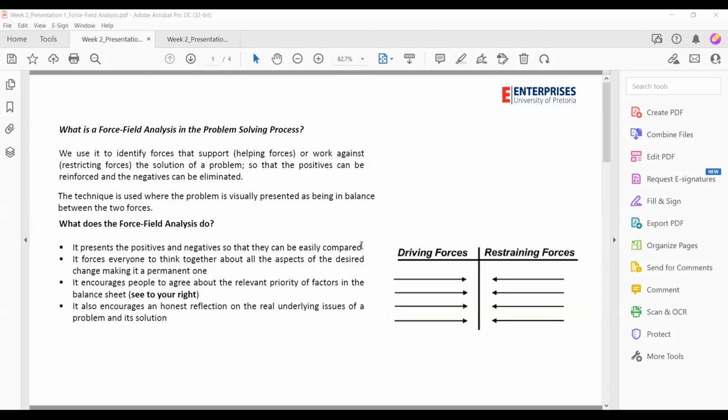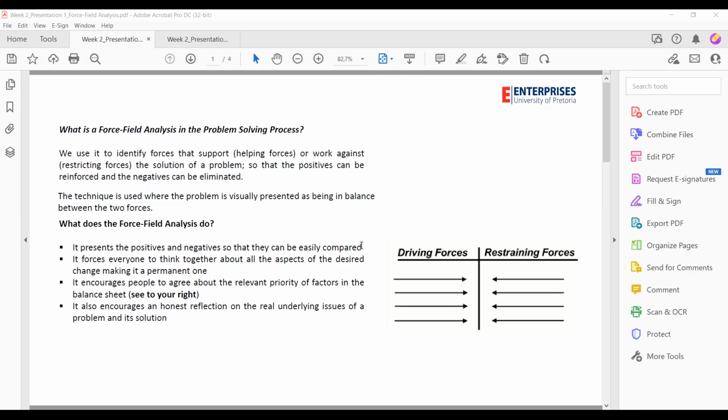I've just tried to summarize it the best way that I could, to the best of my understanding. I'm just going to read it, because I don't know if you want a proper presentation. So, what is a force field analysis in the problem solving process?